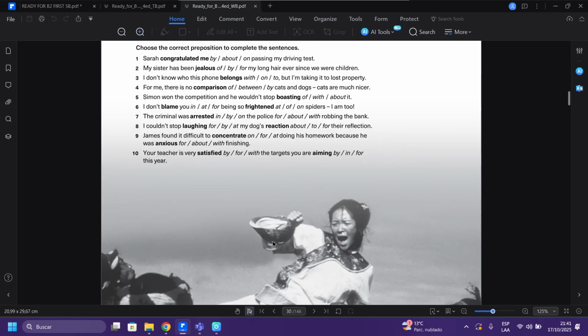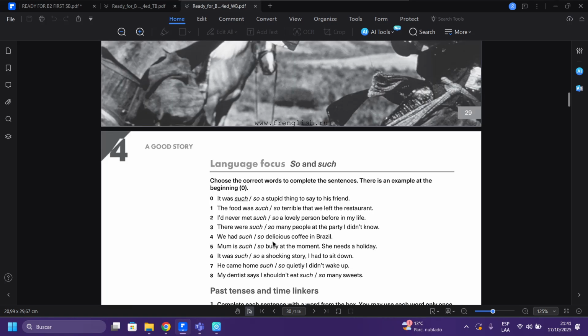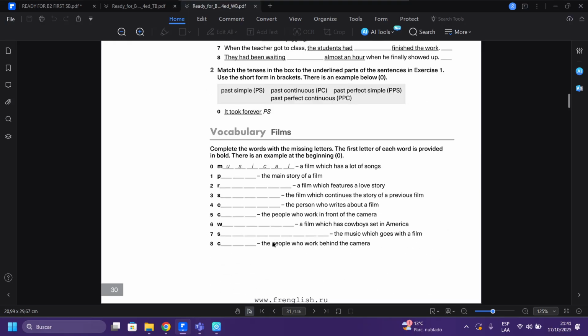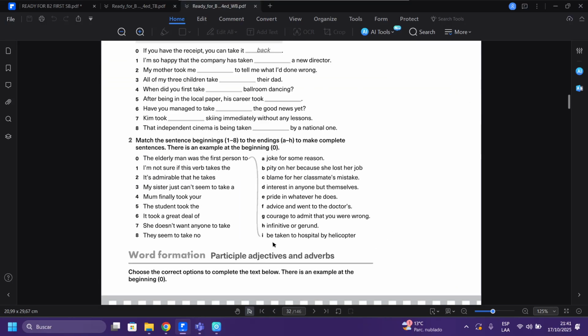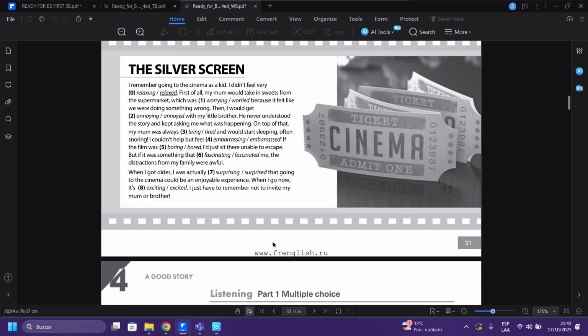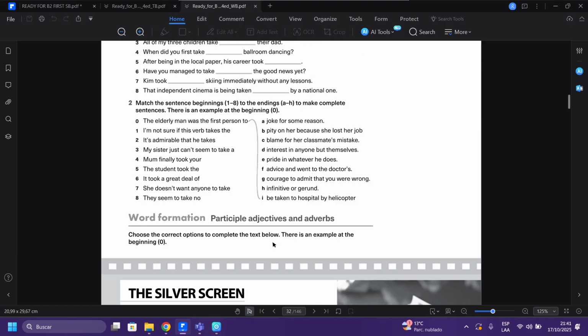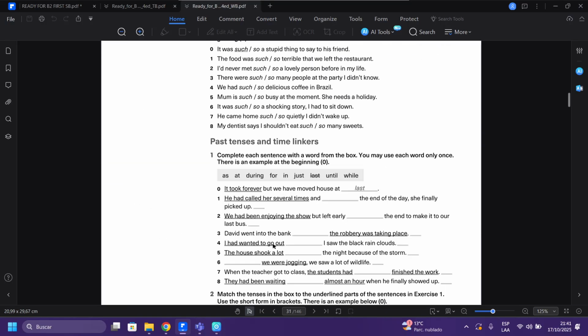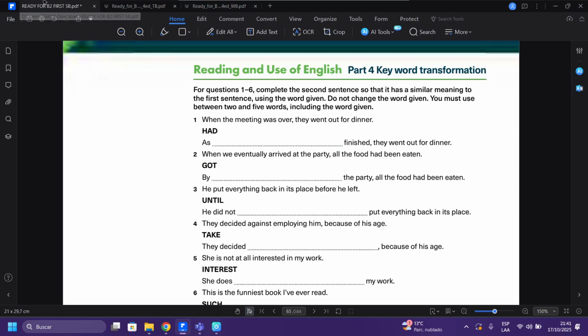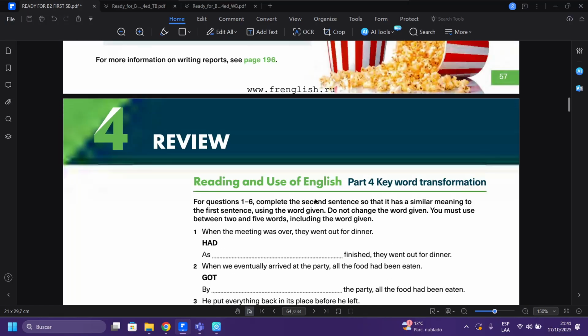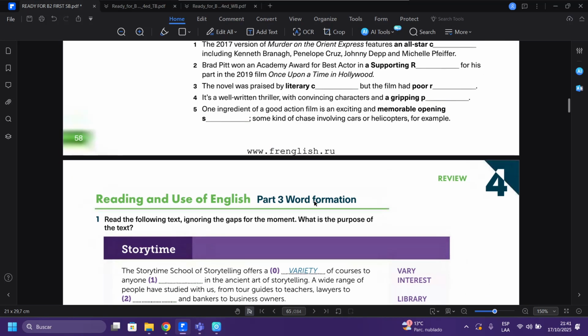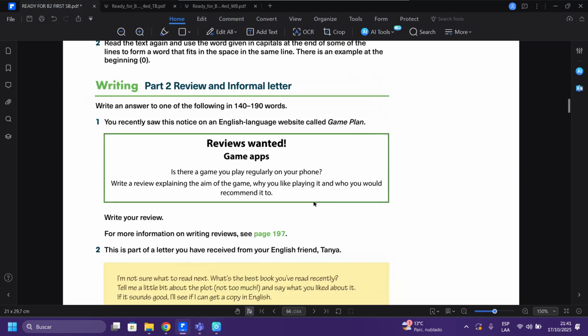As homework, you have to carry out pages from the workbook, of course, 30 and 31. And that's it for today. On the next lesson, we continue with the writing part, that is the informal letter. And don't forget to write your report.